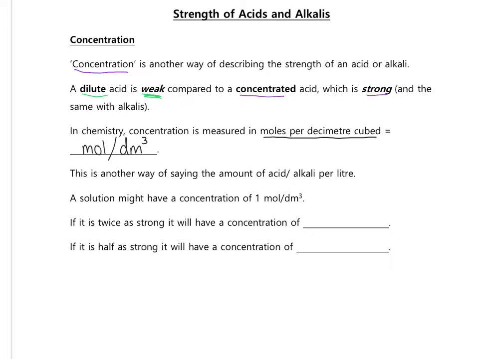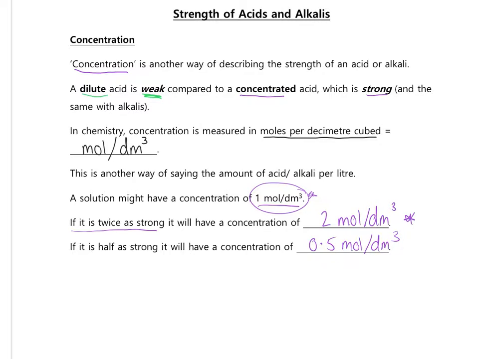So if we just look at acids here, if we have a solution of a concentration of 1 mole per decimeter cubed, if a solution was twice as strong, its concentration would simply be 2 moles per decimeter cubed. So I can tell that this solution is twice as strong as my original solution. But comparing it to 1 mole per decimeter cubed, if it was half as strong, literally we halve the concentration: 0.5 moles per decimeter cubed.